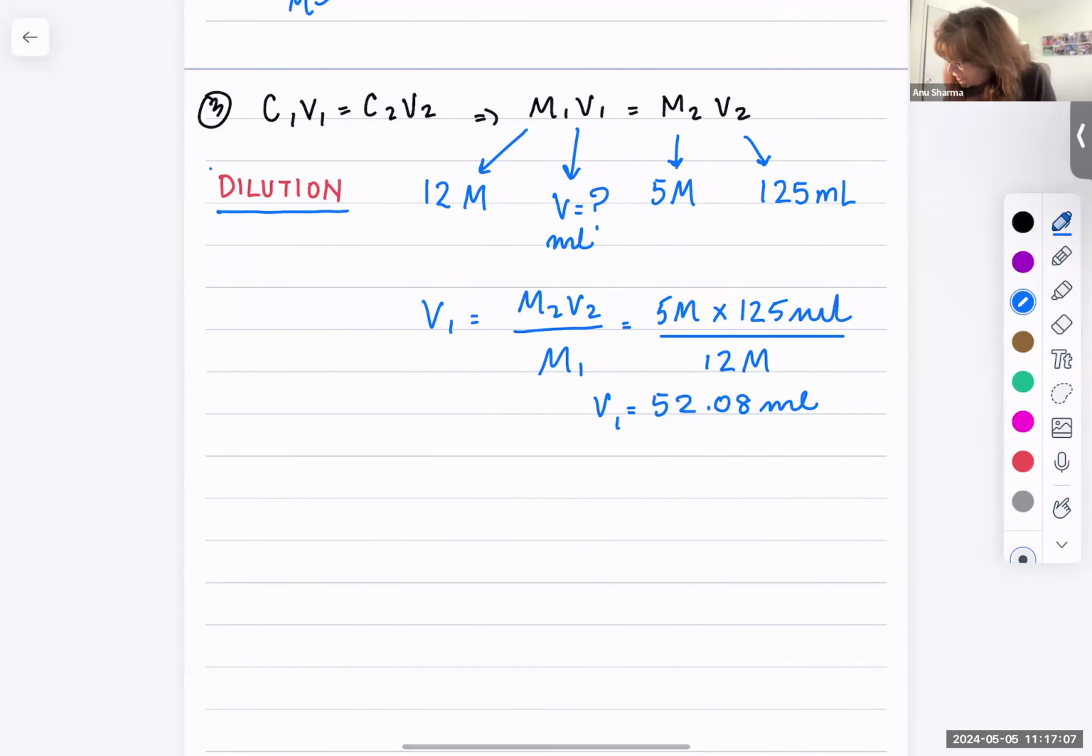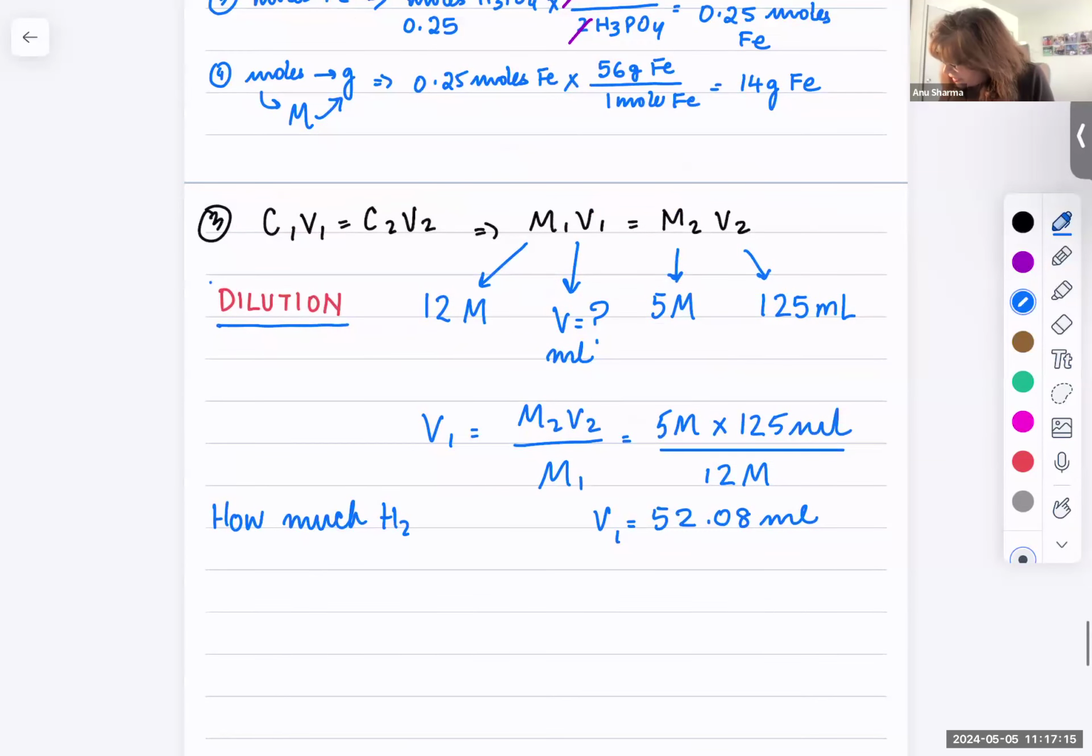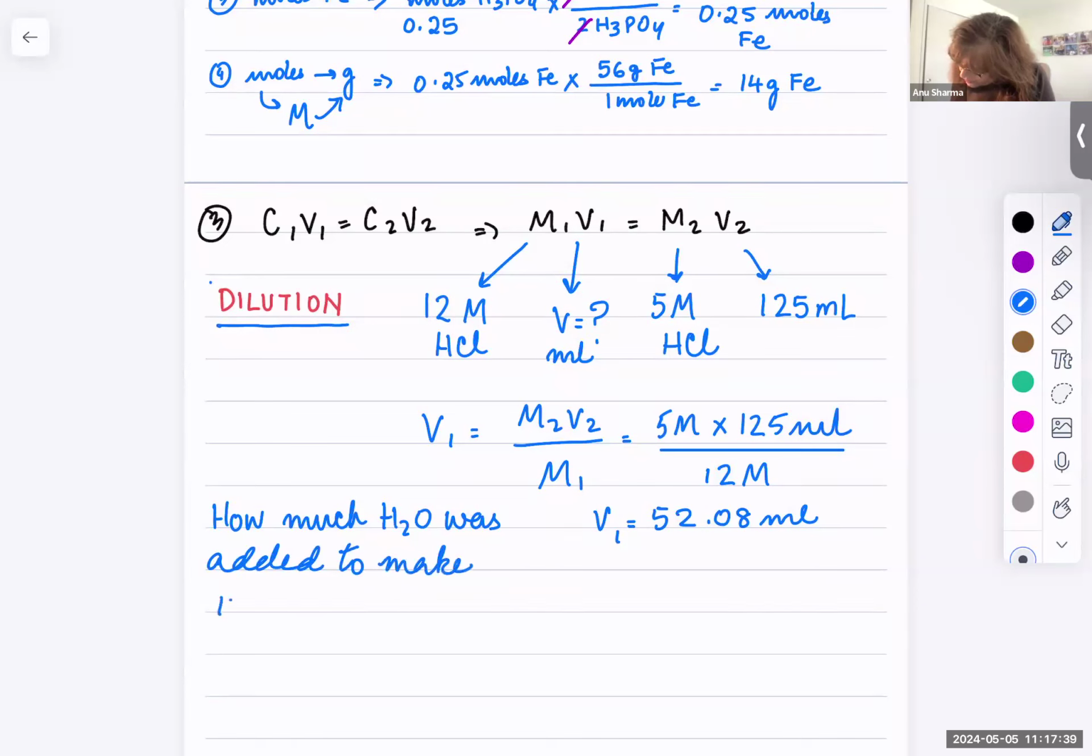So if the question is asking you how much water was added, so let's say this is HCl, and you have this HCl, lower concentration, higher volume, and higher molarity, lower volume. So this V1 is from a higher, more concentrated solution. Okay, so how much water was added to make 125 ml of 5 molar solution.